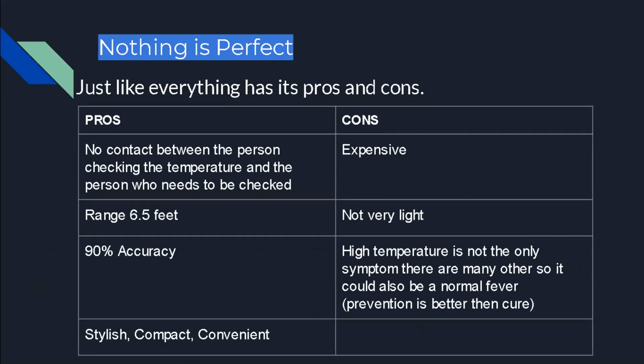So now nothing is perfect. Just like everything, even this has its pros and cons. Let me start with the pros first. Usually when you're going outside, there's someone checking your temperature, maybe when you're entering a restaurant or something. Now I feel that there's not much distance between both of us. So for that, we have come up with these glasses. These glasses have a range of 6.5 feet. A person could be 6.5 feet away and we could still know their temperature. It is 90% accurate. It is stylish, compact, convenient.